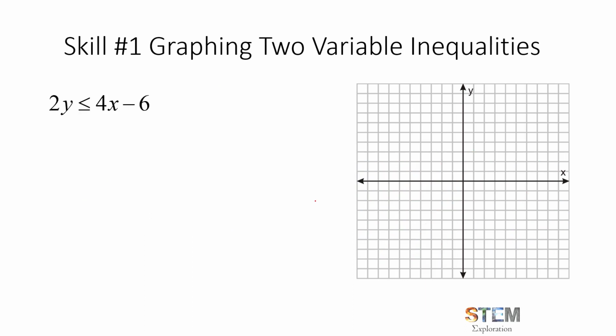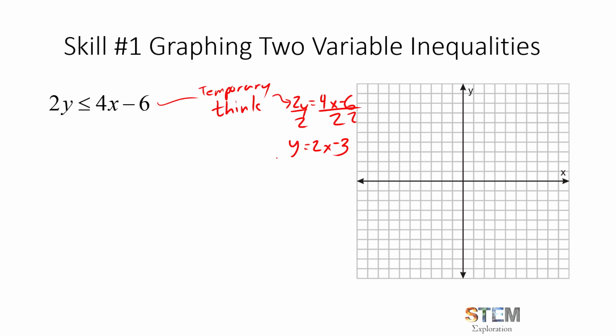So with that said, let's look at another example. Let's say I have 2y is less than or equal to 4x minus 6. In this instance, I'm going to do the same thing that I did before. I'm going to temporarily assume 2y is equal to 4x minus 6, just for this specific situation. If we divide both sides by 2, we get y is equal to 2x minus 3.